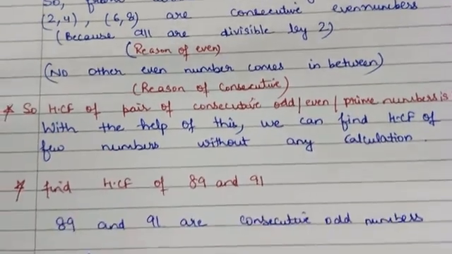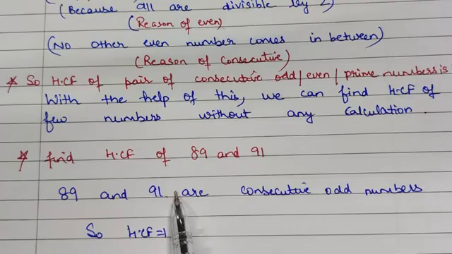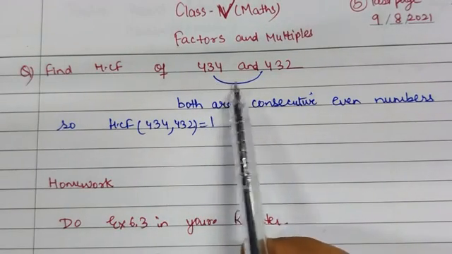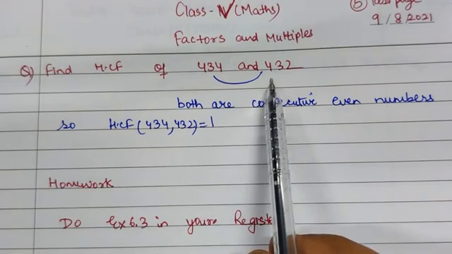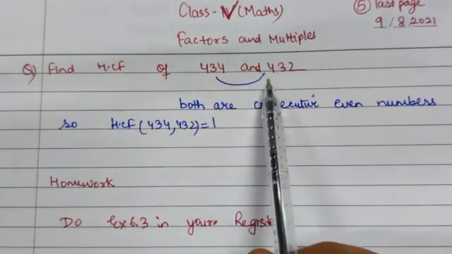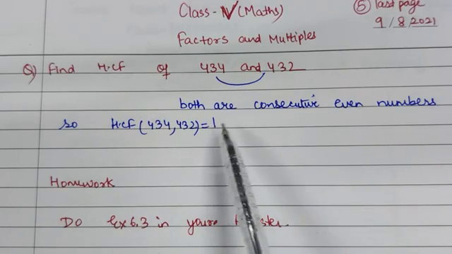Let us see how. Find the HCF of 89 and 91. These both are consecutive odd numbers. So what will be the HCF? That will be 1. Find the HCF of 434 and 432. Both are consecutive even numbers. So their HCF will again be 1.